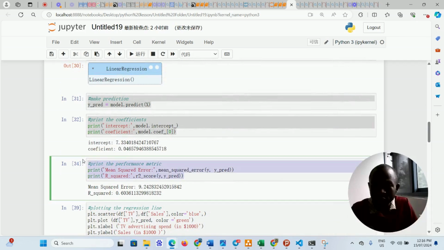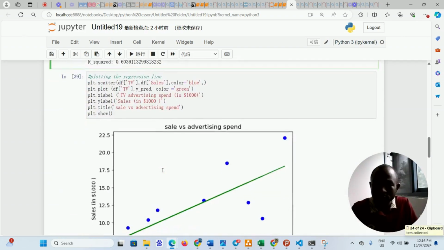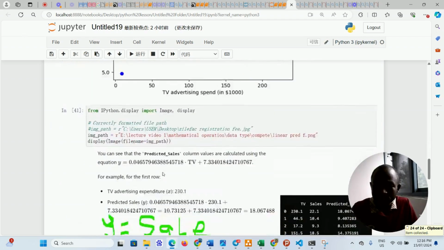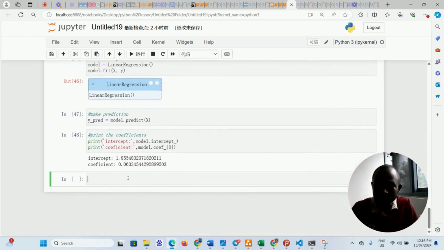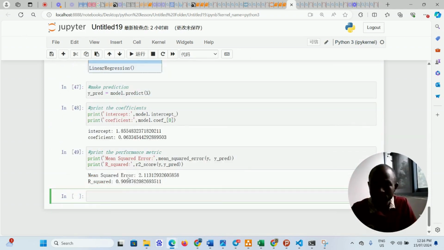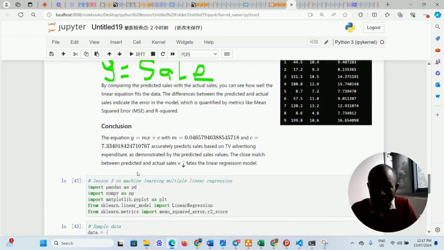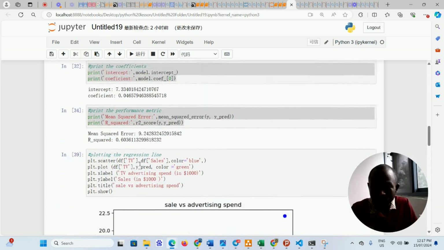Let's move forward and print the performance metrics. So we have the mean square error as 2.1 and the R square is 0.9. Look at this other one very well and clearly. Our mean square error here was 9. The mean square error was too big. The mean square error was 9, and our R square was 0.6, too small, because I said last class that the mean square error should reduce.